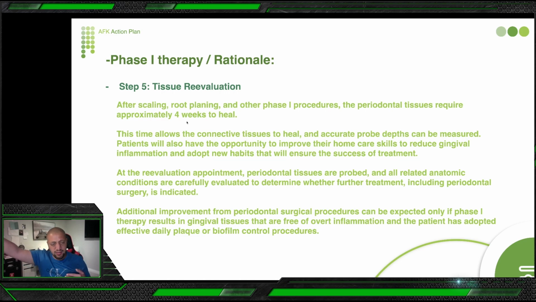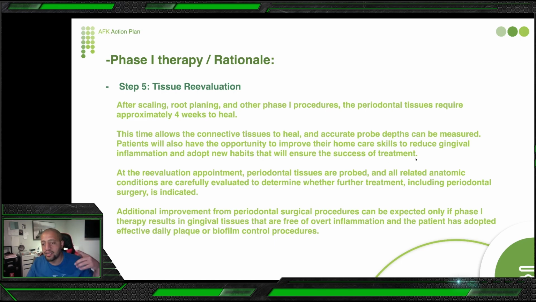More than 8 weeks, if you did phase 1 and he came to you after 8 weeks, it will be a little tricky for you to know everything. So you need to re-evaluate again here. But the rationale here is the minimum is 4 weeks. Why? This time allows the connective tissue to heal and accurate probing depth can be measured. The patient will also have the opportunity to improve their home care skills to reduce gingival inflammation and adopt new habits, which will ensure the success of treatment.